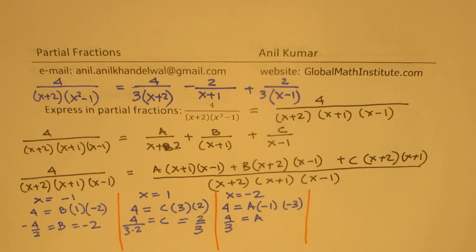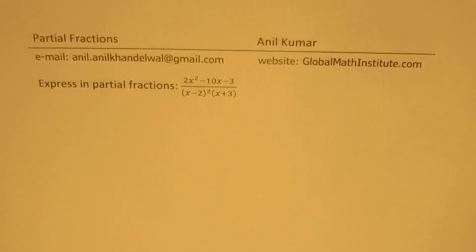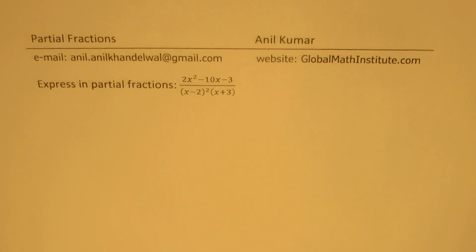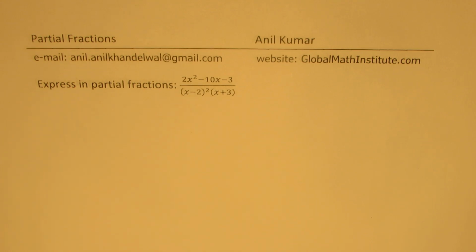So that is how we could do partial fractions of rational functions where the denominator needs to be further factored. Let's take up the next question now for practicing. Now in this case, we have a quadratic function in the numerator and we have a double root, a double factor here in the denominator, and let us see how to solve such a question.